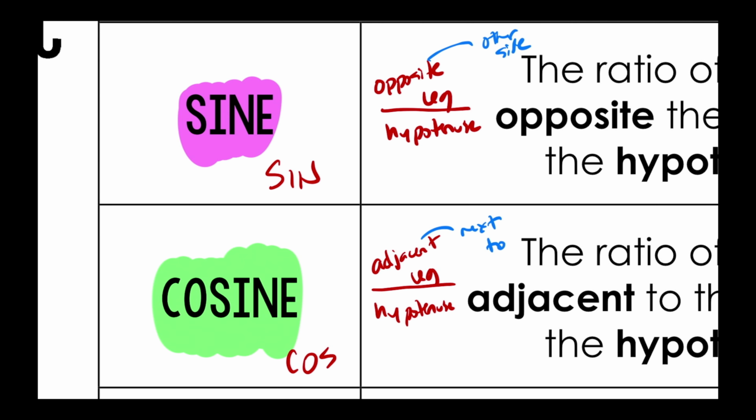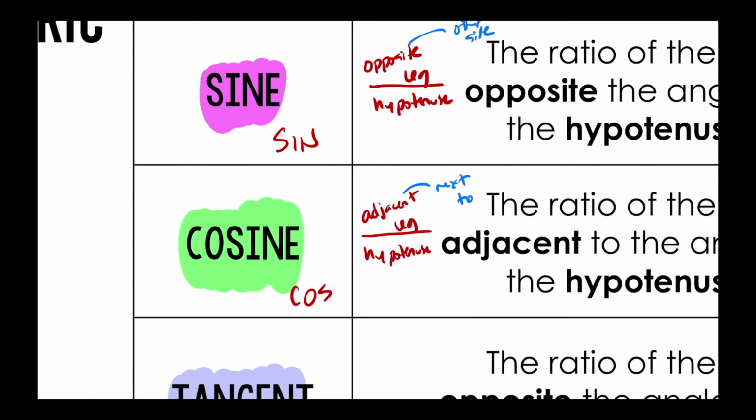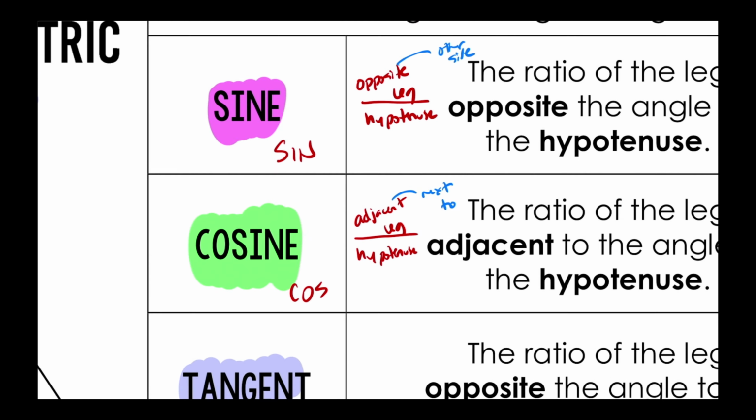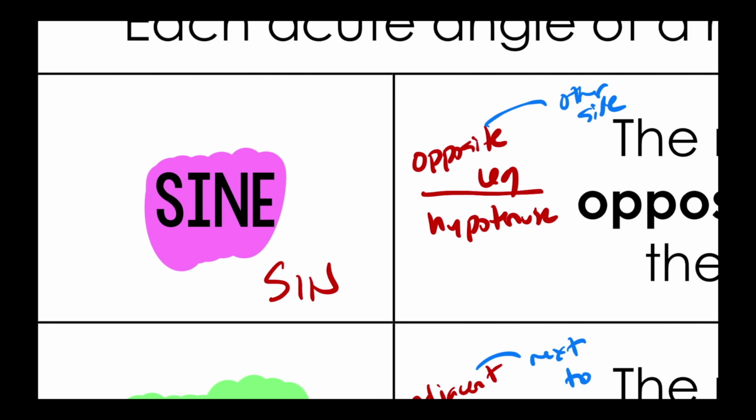So again, all we're doing here is we're learning three things: sine, cosine, and tangent. And each of those are ratios. That's it, it's a fraction of two of the sides of your triangle. When I want to find the sine of an angle, that means I want to make the ratio of the opposite leg over the hypotenuse, like we just did in the warm-up.